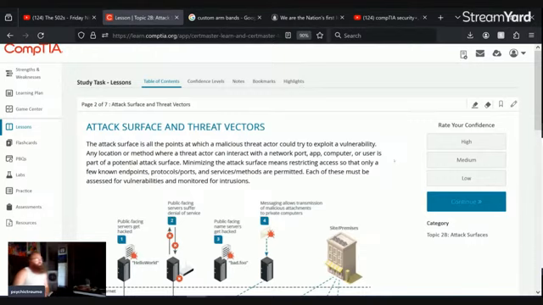All right, attack surface and threat vectors. The attack surface is all the points at which a malicious threat actor can try to exploit a vulnerability. Any location or method where a threat actor can interact with a network, port, app, computer, or user is part of a potential attack surface. Minimizing the attack surface means restricting access so that only a few known endpoints, protocols, ports, and services methods are permitted. Each of these must be assessed for vulnerabilities and monitored for intrusions.